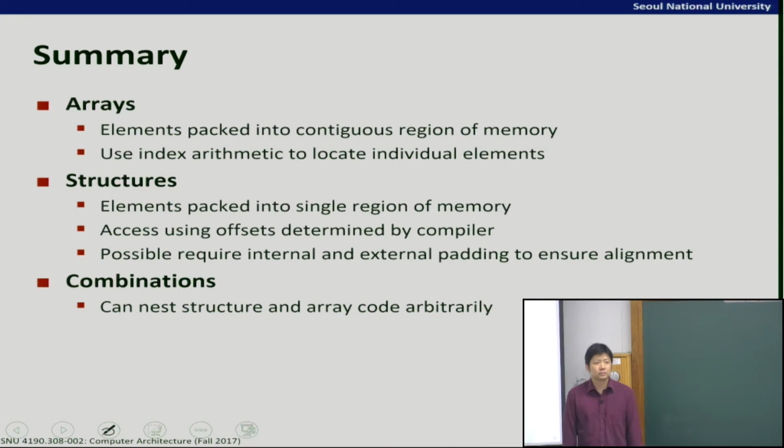All right, this concludes this lecture. I explained arrays and structures, how arrays are represented, and how we can access specific elements within the array, for one-dimensional and two-dimensional arrays. For structures, we also covered how elements are packed into a single region of memory, talked about arrays of structs, and also talked about alignment. Questions or comments?